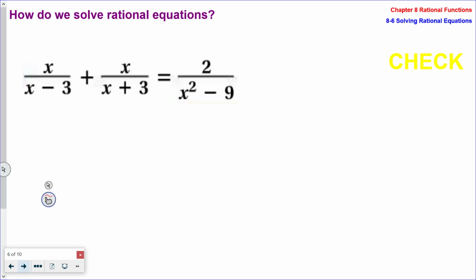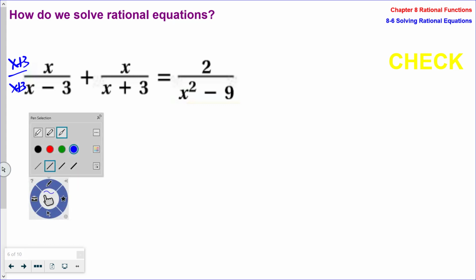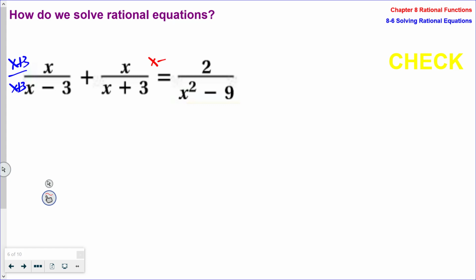Last one. Where should we start? We can't cross multiply until we get one fraction here. So we have to find a way to take these two fractions and turn it into one. Can you multiply x minus 3 and x by x plus 3 and then do the same thing for the other one? Exactly. So we'll multiply this by x plus 3 over x plus 3. We'll multiply this one by x minus 3 over x minus 3.